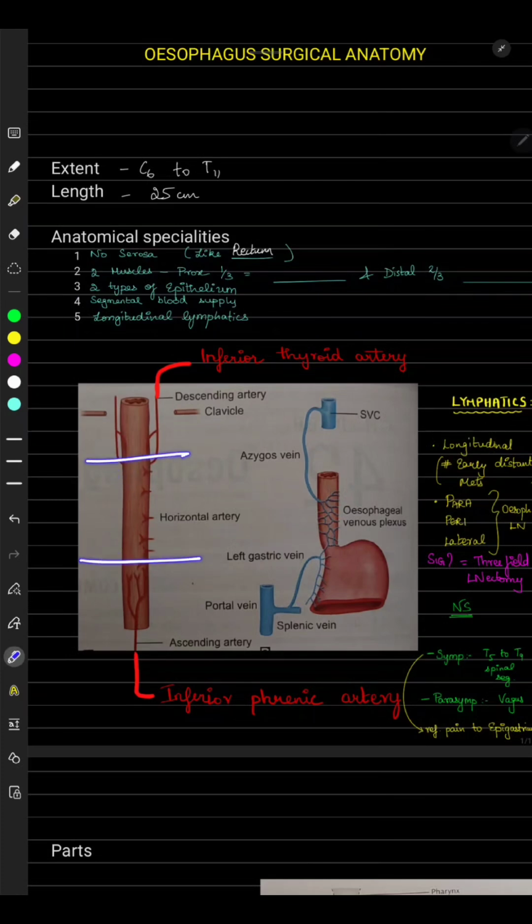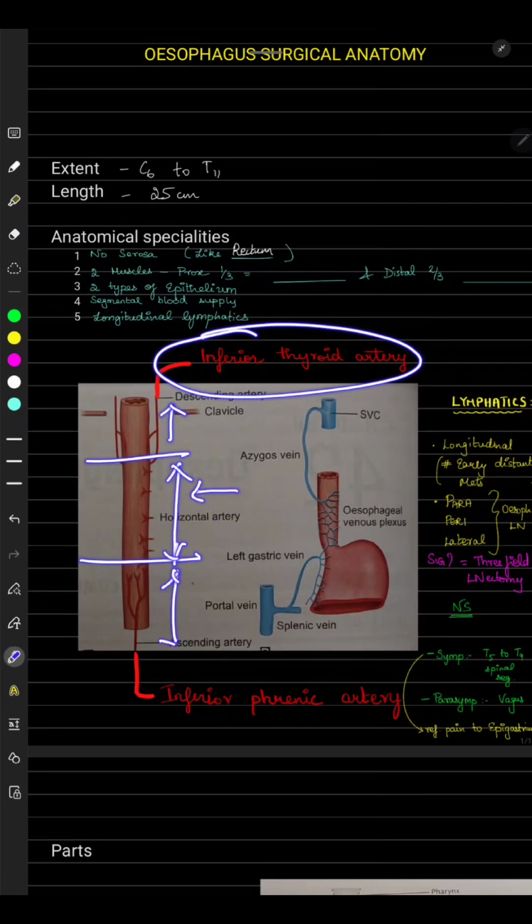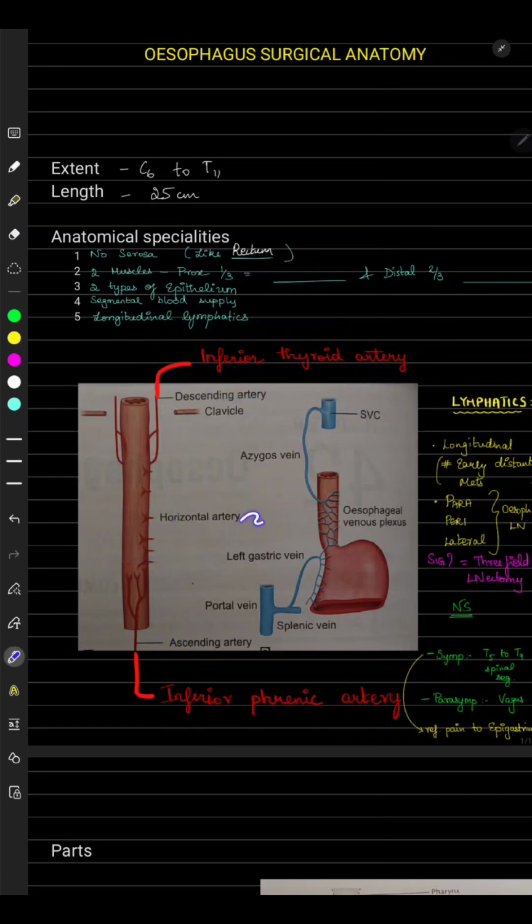We also have a segmental blood supply, so we'll divide it into three segments. The upper part gets its blood supply from the inferior thyroid artery, the middle part from direct branches of the aorta, and the lower part from the inferior phrenic artery. The same goes for the venous supply, where some parts are drained by the azygos vein and other parts are drained by the left gastric vein.